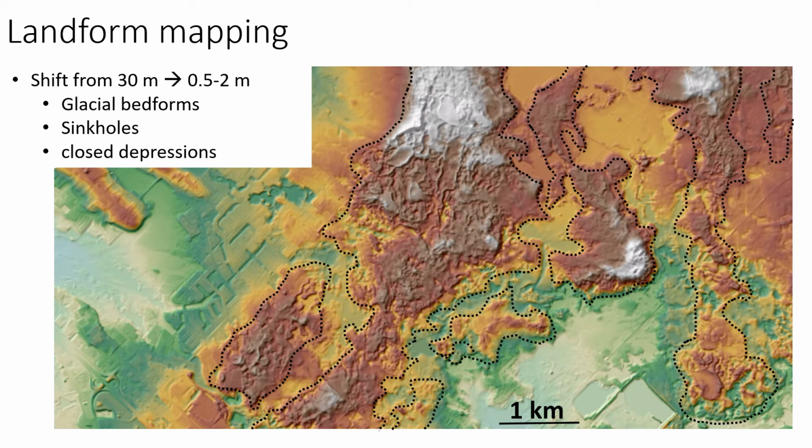Those are outlined in the dashed lines. We see numerous closed depressions, which are shown in the X areas here. There are many, many more in this frame. But then there's also a different kind of closed depression.